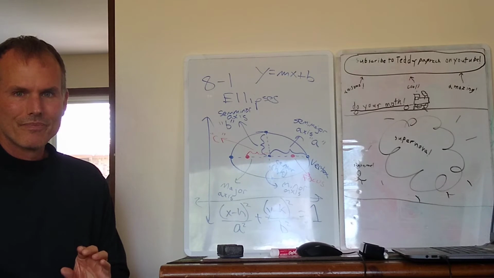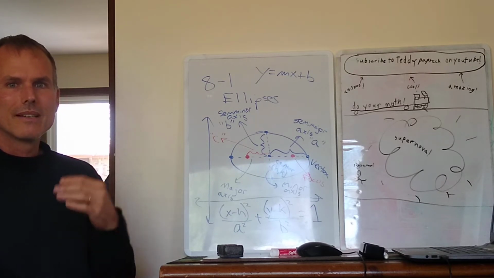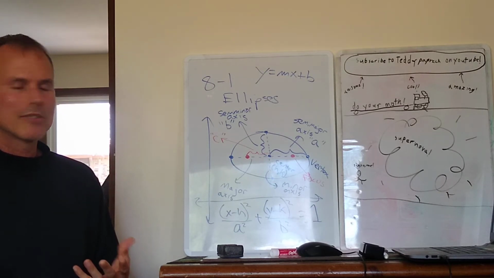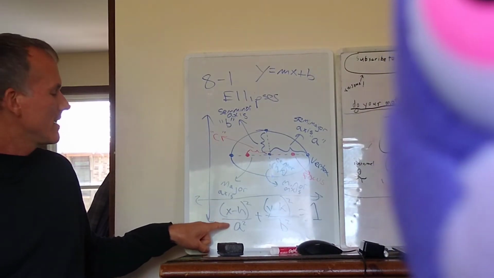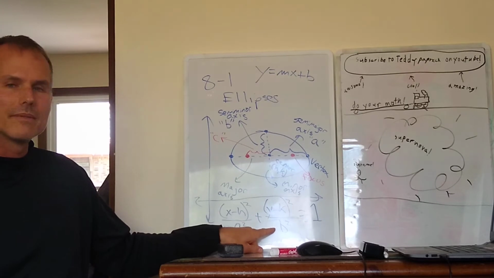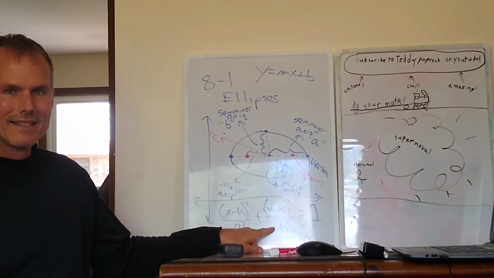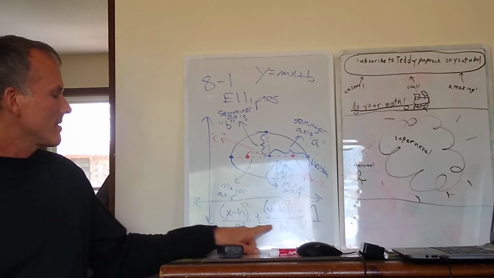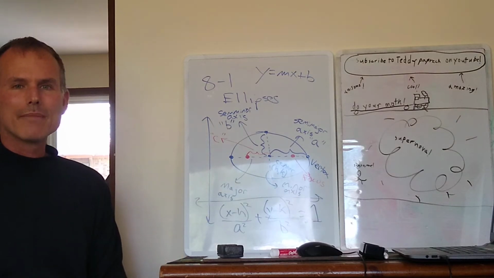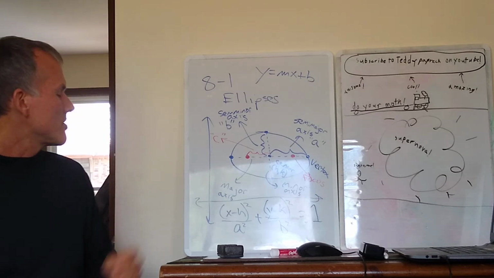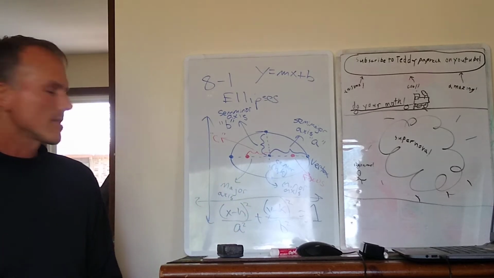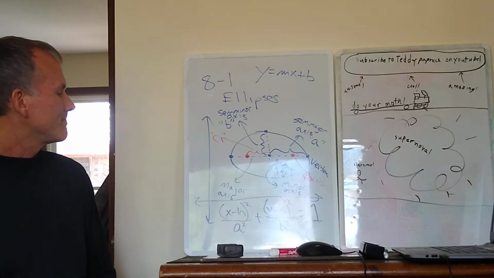Here's the difference. You can tell that an ellipse is going to have a horizontal major axis if the denominator of the term with the x in it is larger than the denominator of the term with the y in it. That's all you have to do to determine whether you have a horizontal or vertical major axis: just look at the size of the denominators. And it's easy to remember. If the x denominator is bigger, it runs in the x direction. If the y denominator is bigger, it runs in the y direction.